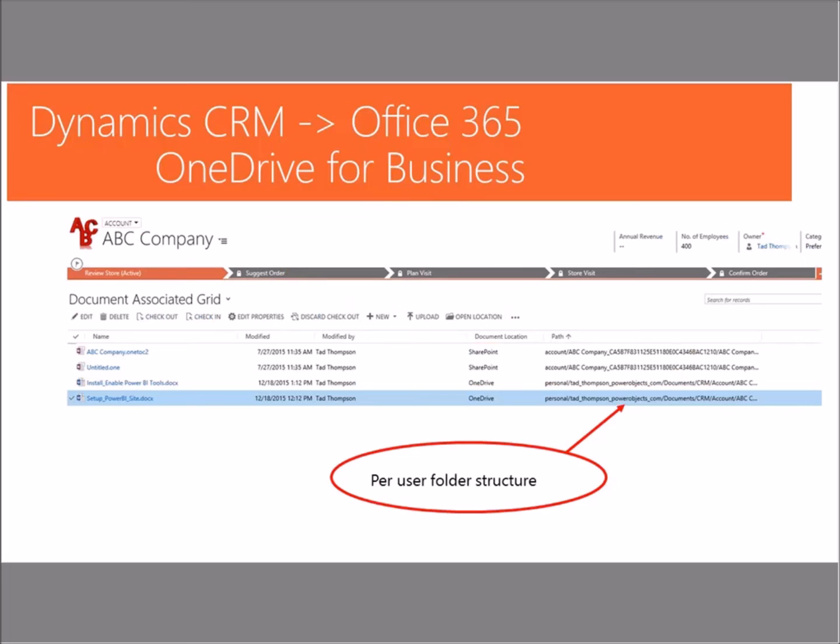Yep, ensuring that you can actually see the full path here, the per user folder structure. So in this case, I'm looking at an account, ABC Company, and I can see files that are stored directly in SharePoint for that account, and then files that are stored in TADS, personal OneDrive for Business folders, and then shared with me in this case.